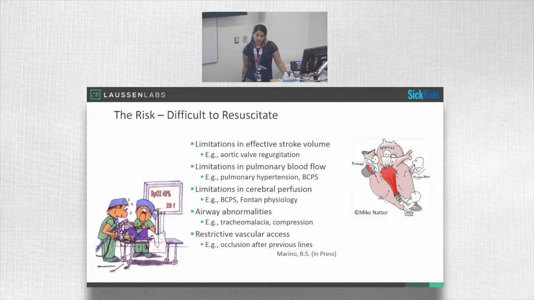They can have limited cerebral blood flow in the setting of CPR, which could compromise their brain recovery, again in the setting of BCPS or Fontan physiology. And of course, many of them have airway abnormalities and, of course, several clots following procedures that would limit access to their vasculature.